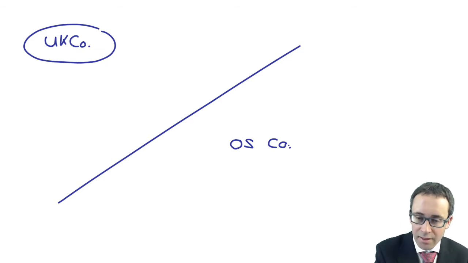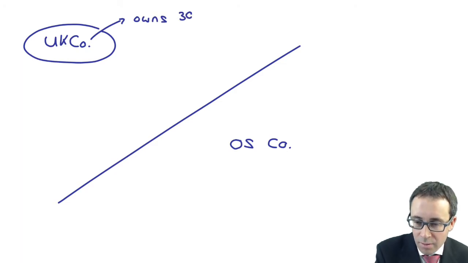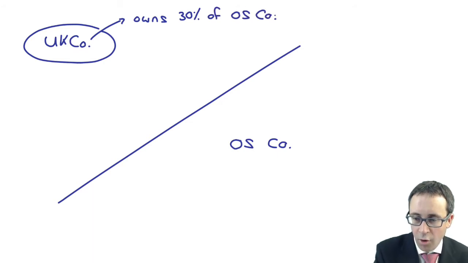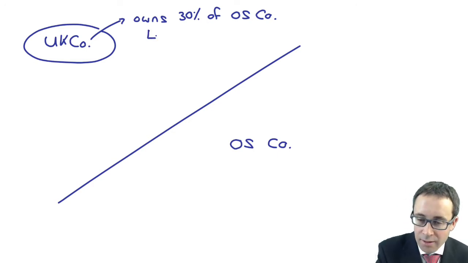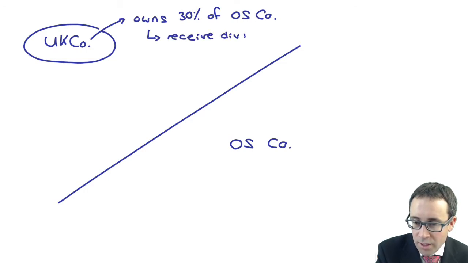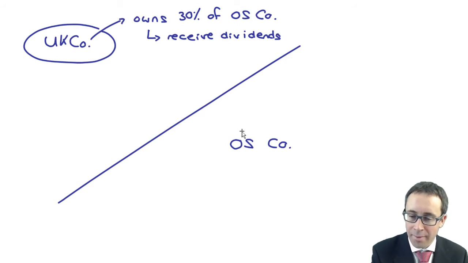Okay, so let's just say that the UK co, shall we say, owns 30% of OSCO, the overseas company. Okay, so what's going to happen there? It is based upon that you will receive some dividends, won't you? You will receive dividends from that overseas company. The problem is that those dividends that you receive will be received after all of the taxes that the overseas company has gone through and paid.